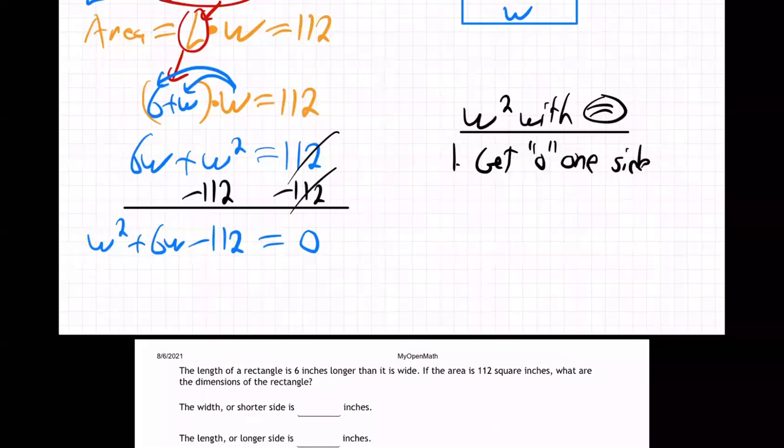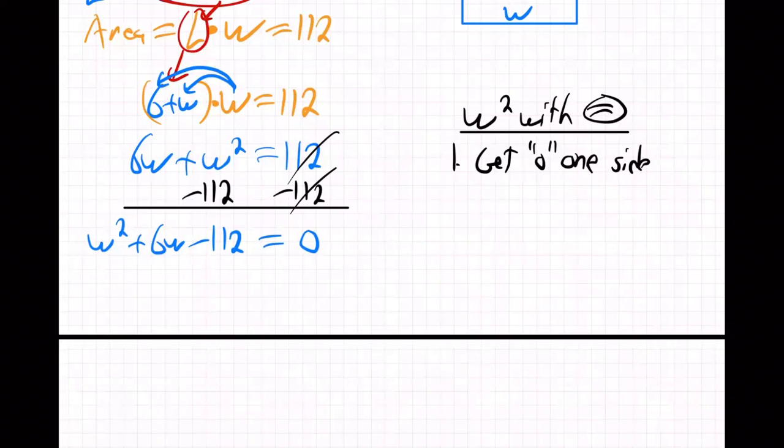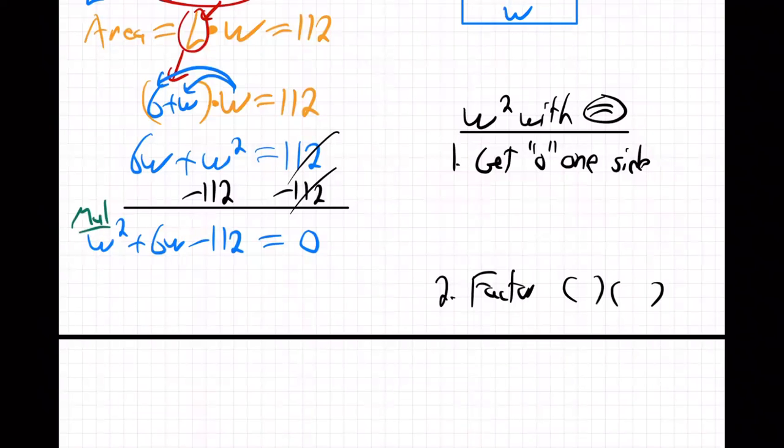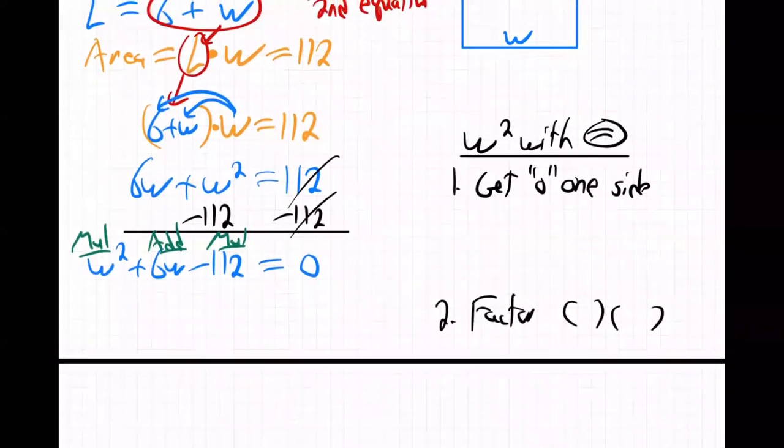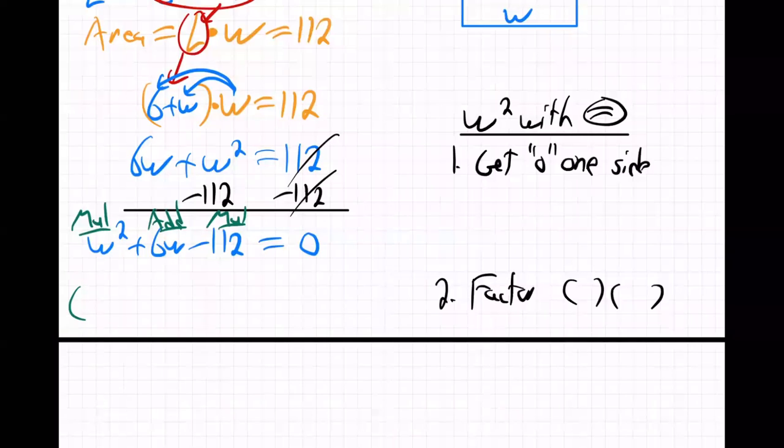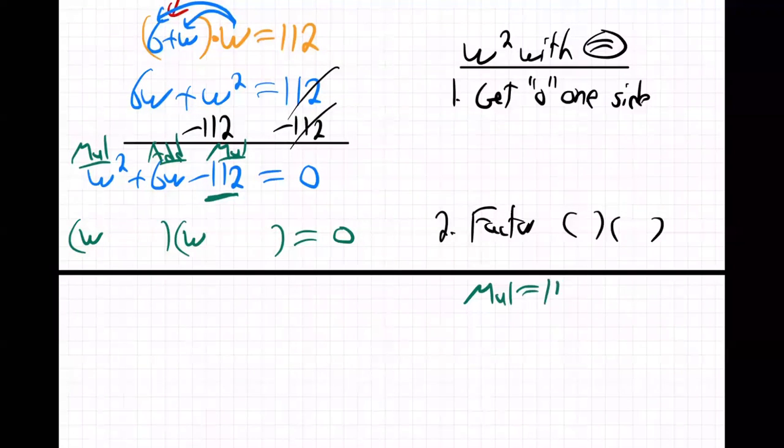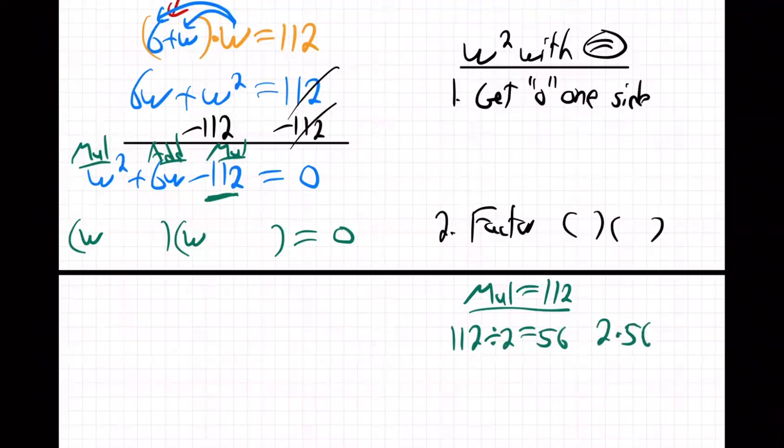Now, what is step number 2? Step number 2 is going to be to factor with the 2 parentheses. I think you know all about that. This is going to be W times W. Now, what multiplies to be 112? I have no idea. So I'm going to let my calculator do the work. I'm going to take 112 and divide by 2. What do I get? 56. So that means 2 times 56 is 112.